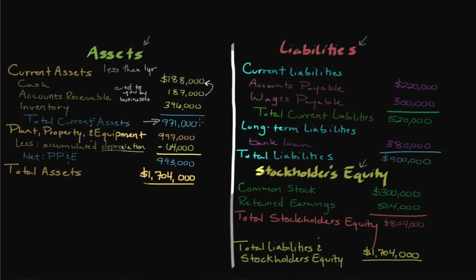$993,000. And so if we add this total current assets together with our plant, property, and equipment, of course factoring out depreciation, we essentially come to our total assets. And so these are all of the assets that this company owns, roughly $1.7 million.